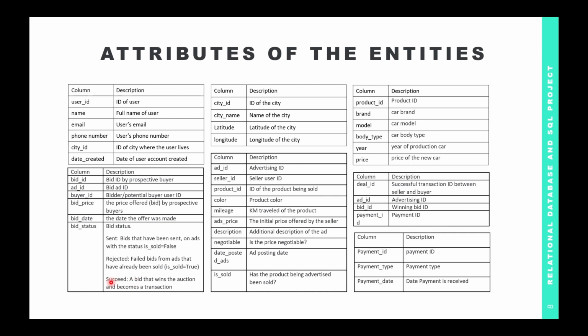Of course, the succeed bid status is the status from the bid that has won the auction, and the transaction has already happened. And then we've got the deals, or the transactions. Suppose we have the attributes deal ID, ad ID, bid ID, and payment ID. And then we have a payment table, or payment entity, with the attributes payment ID, payment type, and payment date.